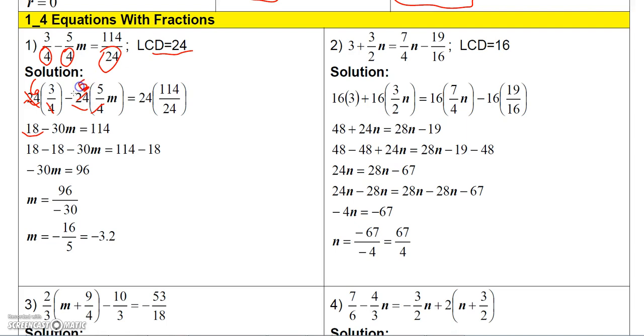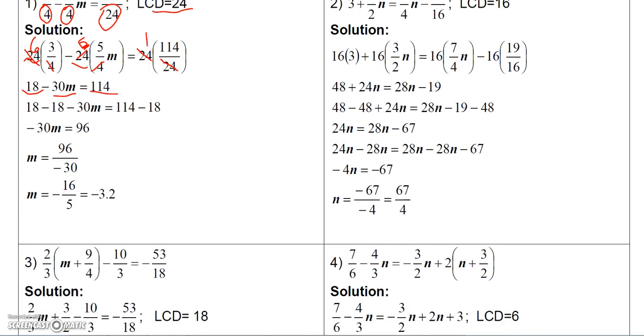And then I have minus 6 times 5m. Well, minus 6 times 5m is minus 30m. And then here, when I multiply this by 24, then this is like 24 in the numerator, and it cancels into 24 in the denominator, which just gives me 1. And of course, 1 times 114 is just 114. Okay, now it looks like problems that we solved earlier.